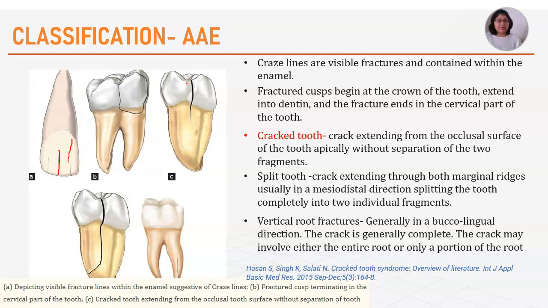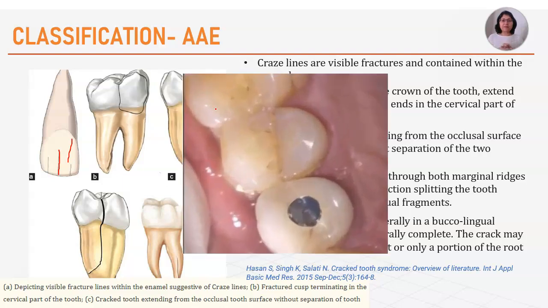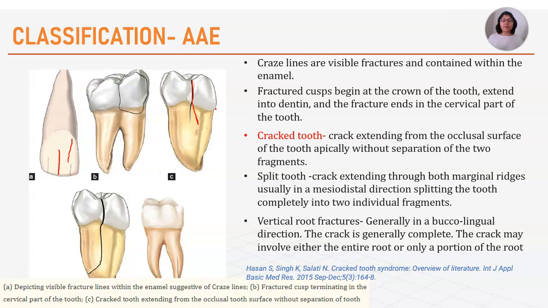Okay. Cracked tooth. Now it's a crack that extends from the occlusal surface of the tooth apically without separation. Here we do not have separation. You can see a fracture line extending from the occlusal surface. Mostly it is in the middle of the tooth, but the location varies for a mandibular molar or a maxillary premolar. These lines usually run either buccolingually or mesiodistally. For a maxillary premolar, you would usually see it extending mesiodistally. And for a molar, it depends on whether it's a virgin tooth or a restored tooth. Again, it follows the line of your restoration.